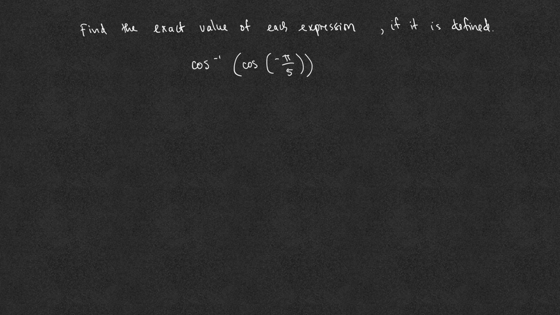First, whatever the inverse is, we let it equal t and rewrite it. What this statement says is that cosine inverse of an expression equals t. If we have cosine inverse of x equals t, then we would simply rewrite it as cosine of t equals x. But in this case, x is the expression cosine of negative pi over 5. Rewriting this, we have cosine of t equals x, but x is cosine of negative pi over 5.